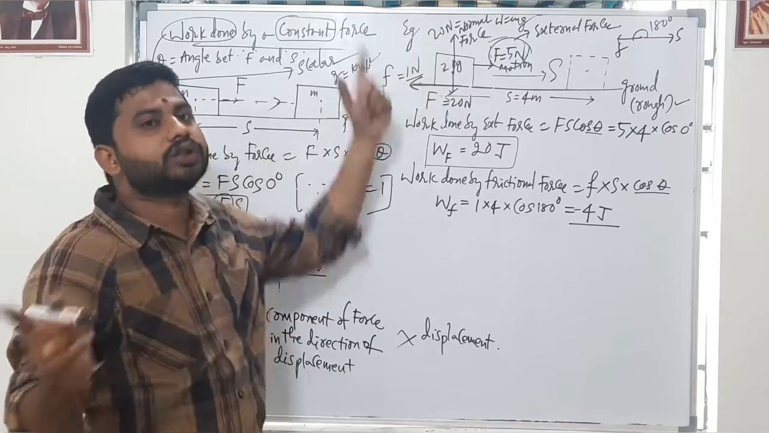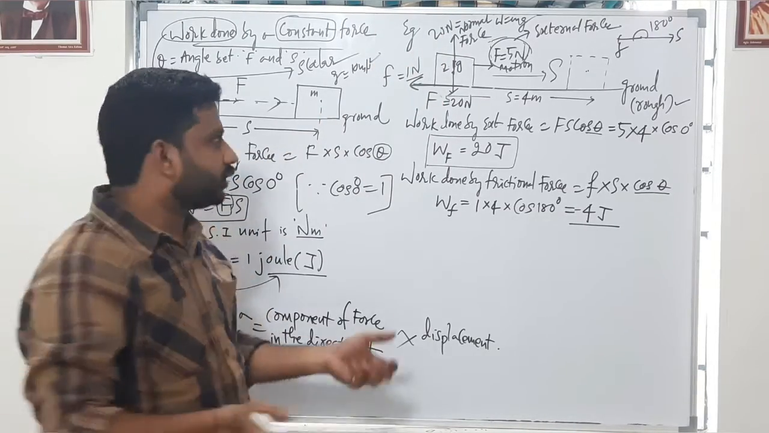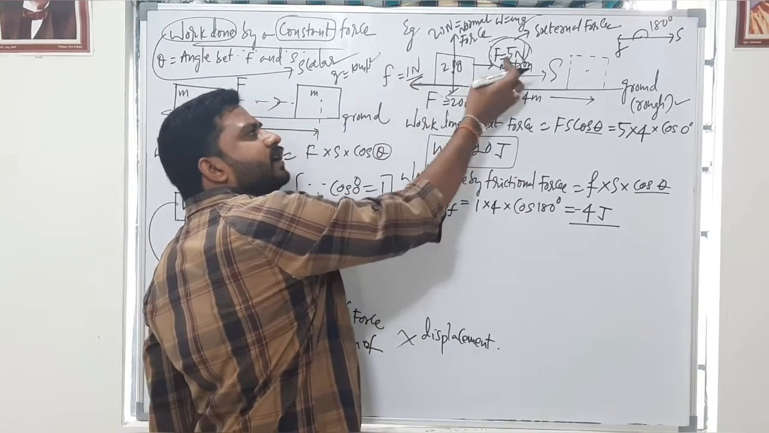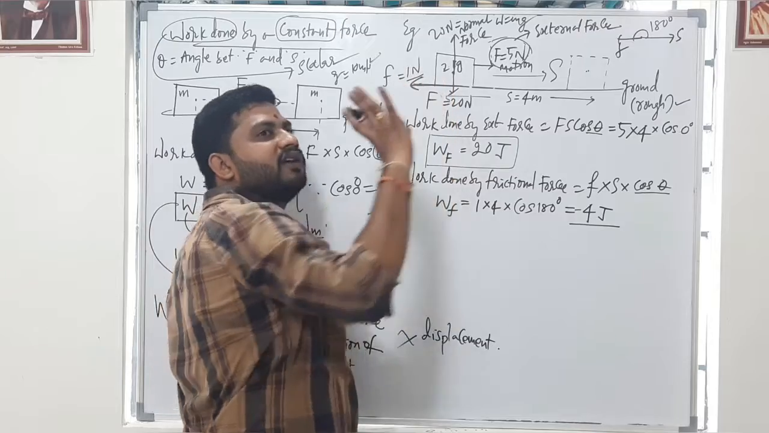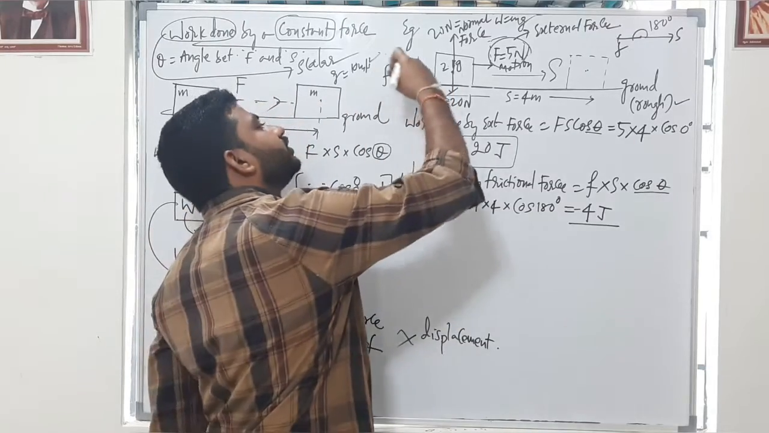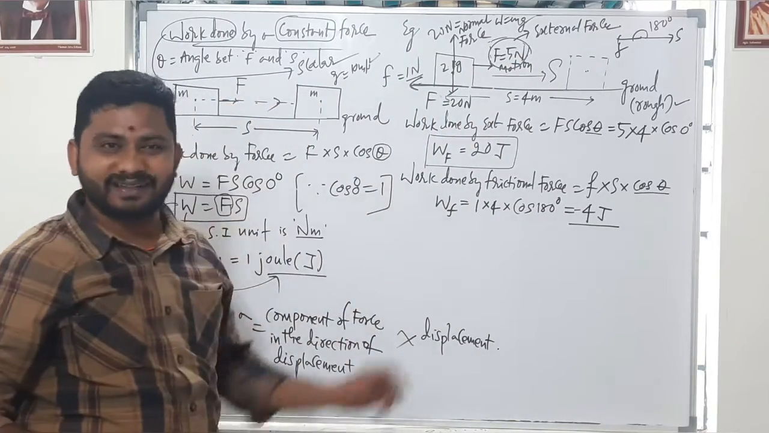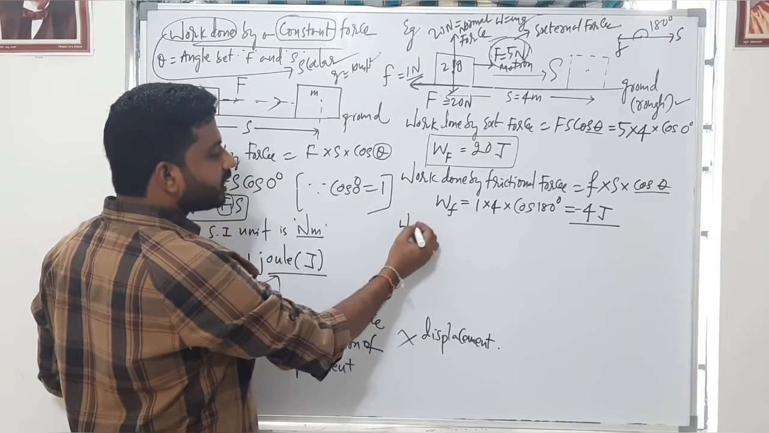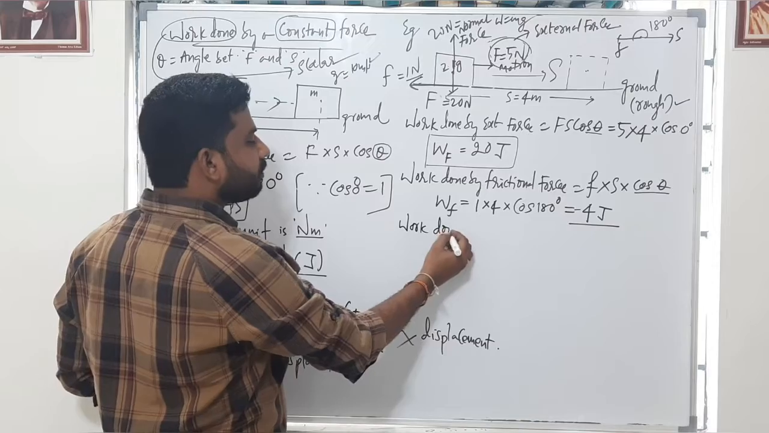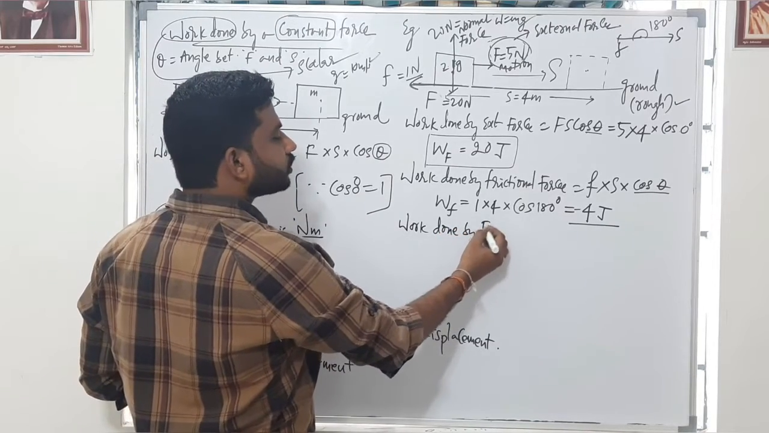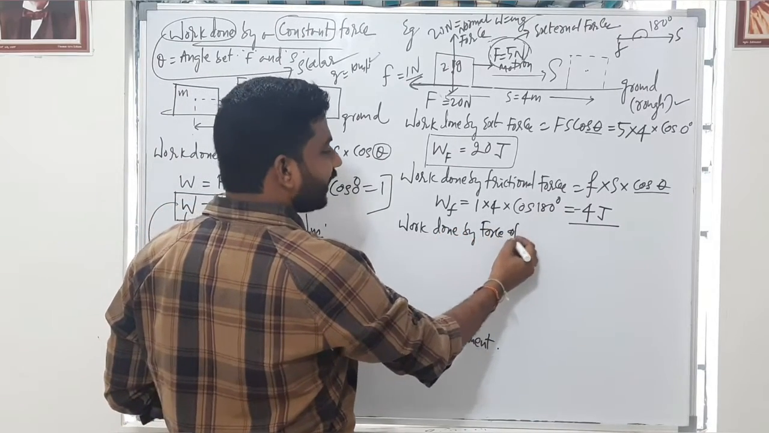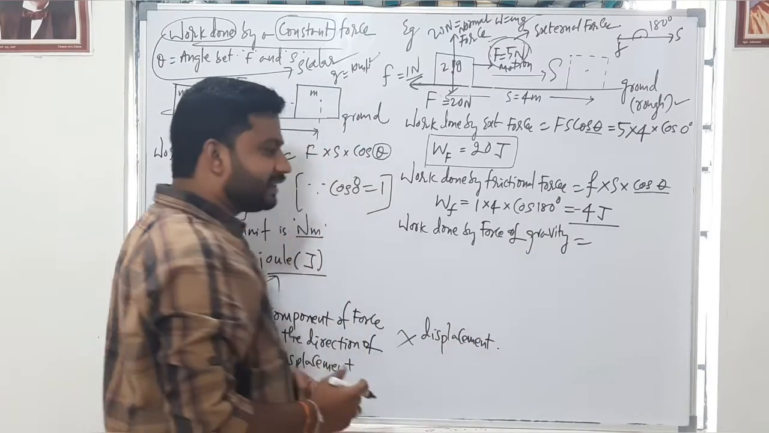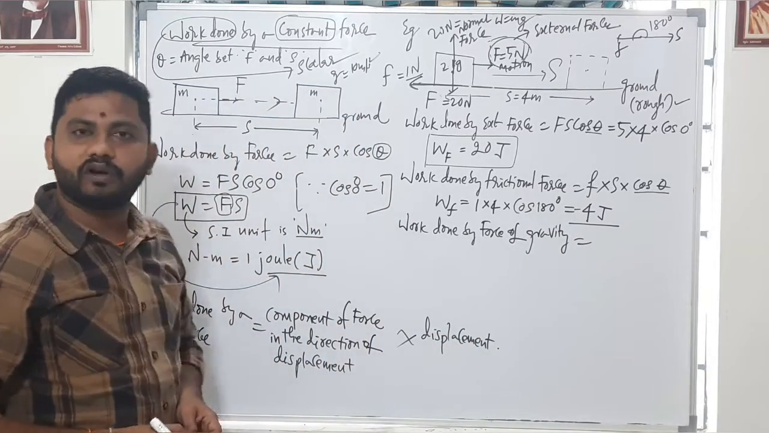Vertically. But horizontally it's not like that. Understand, horizontally, one side 5 newtons, another side 1 newton only. The resultant force is 5 minus 1, 4 newtons. With the 4 newtons, the body will be moving to the right side. Okay, now the concept is, what is the work done by the force of gravity? Carefully see, what is the work done by the force of gravity?